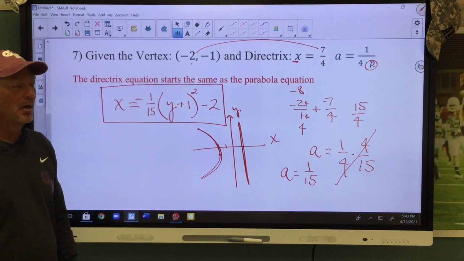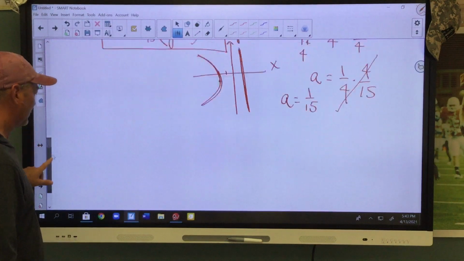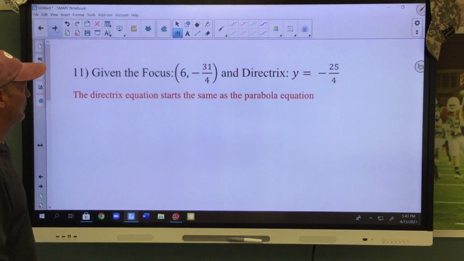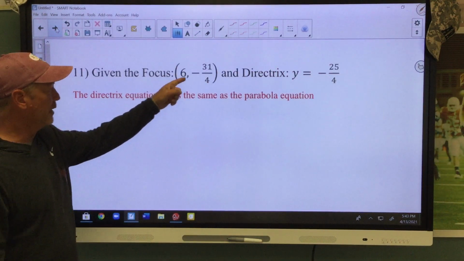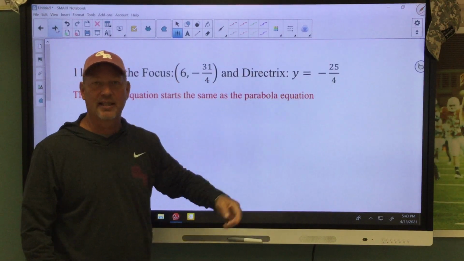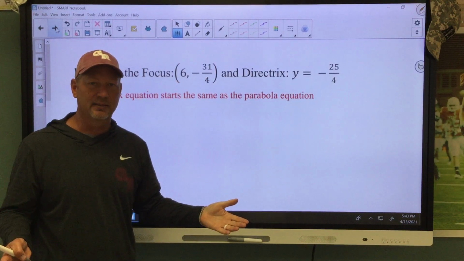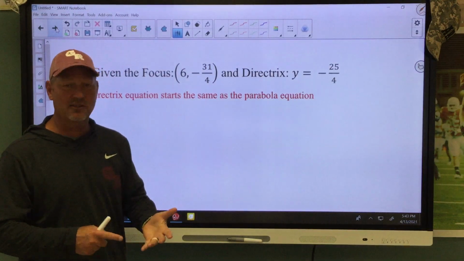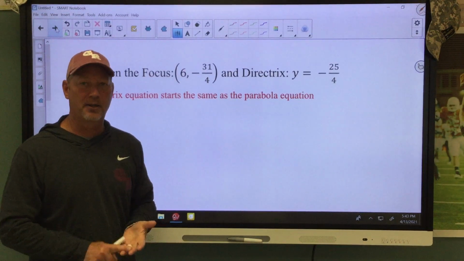Okay? All right, let's try another one. This time they're giving us the focus and the directrix. They didn't even give us the vertex. They didn't give us the vertex or the a value, so we're going to have to find them both.